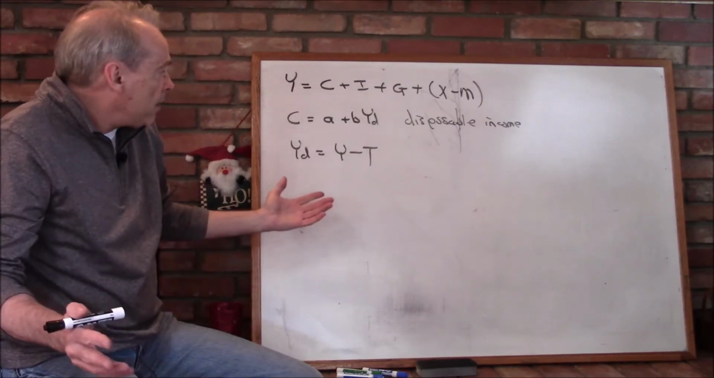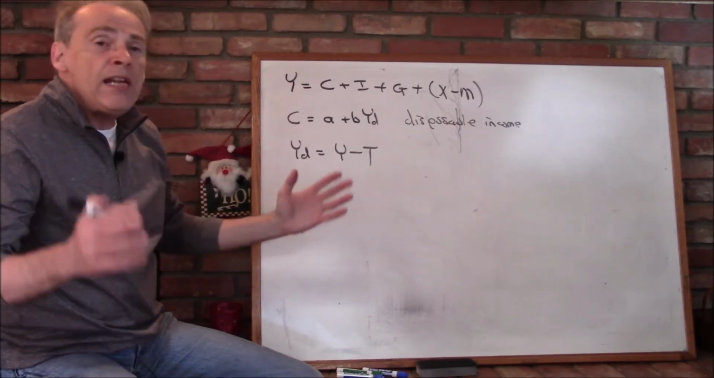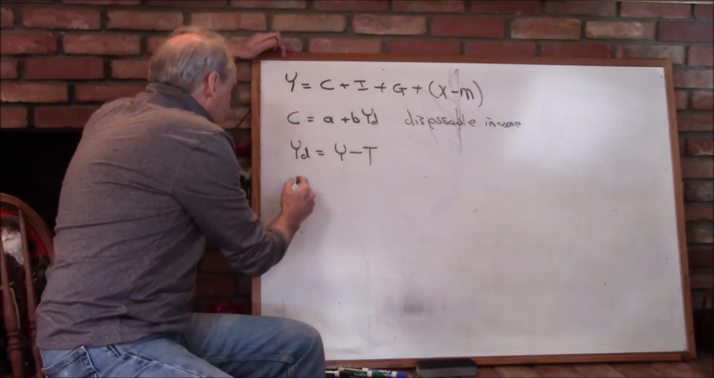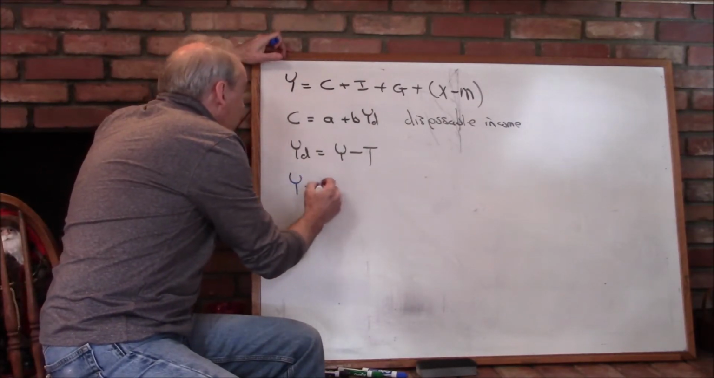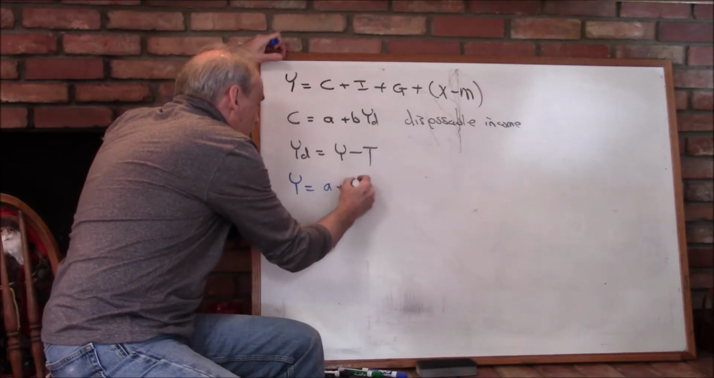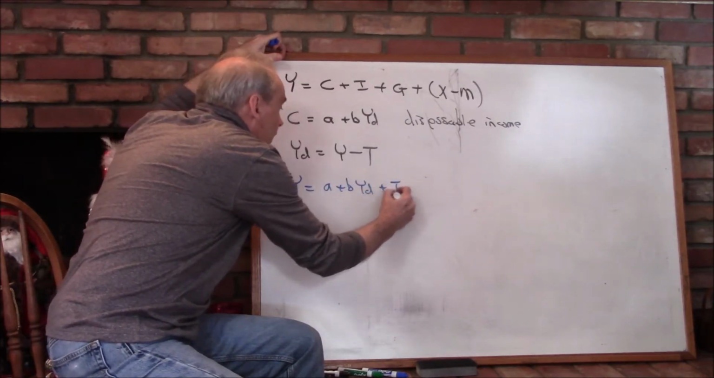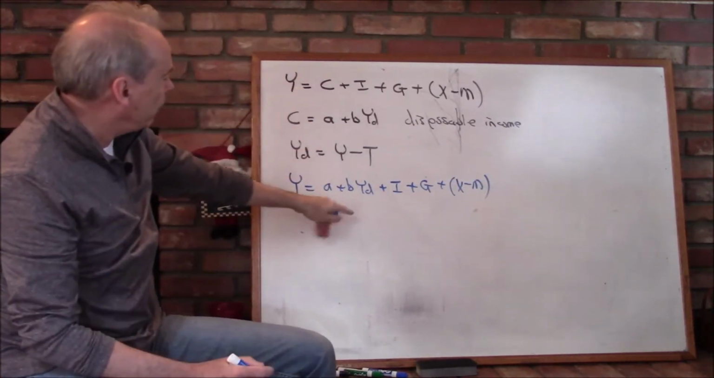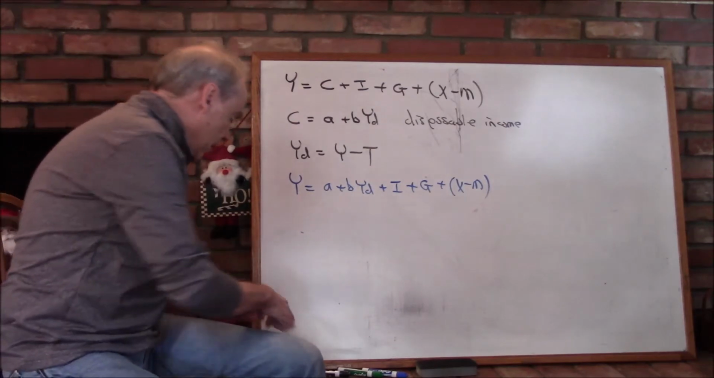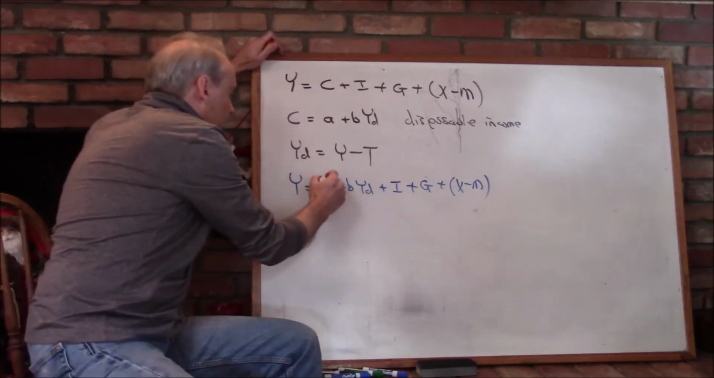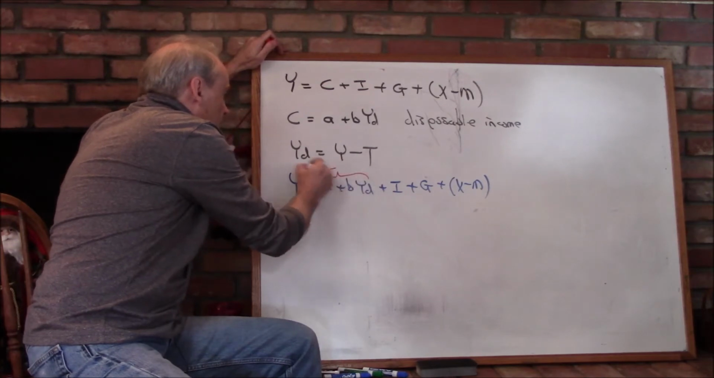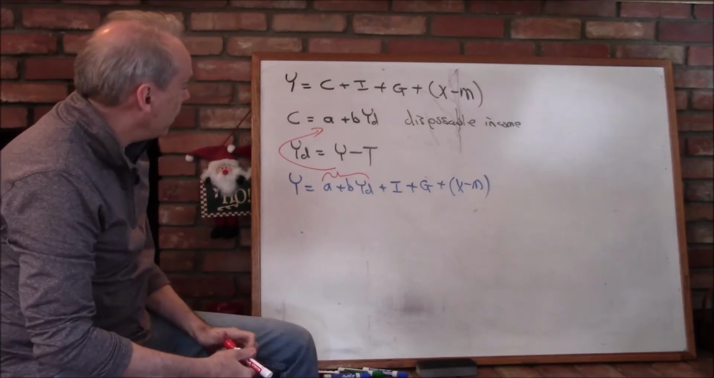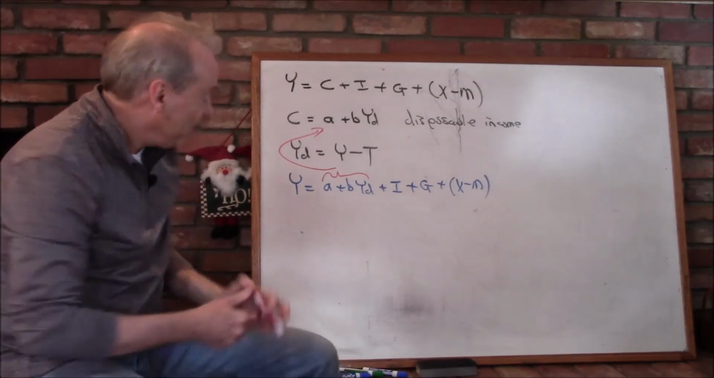All right, so all I've got to do now is re-derive the multiplier. So here we go. Y is equal to A plus B YD plus I plus G plus X minus M. Okay, so notice first, I have substituted in here what came from this equation up here. Instead of C, I now have A plus B times YD. And guess what I do next?